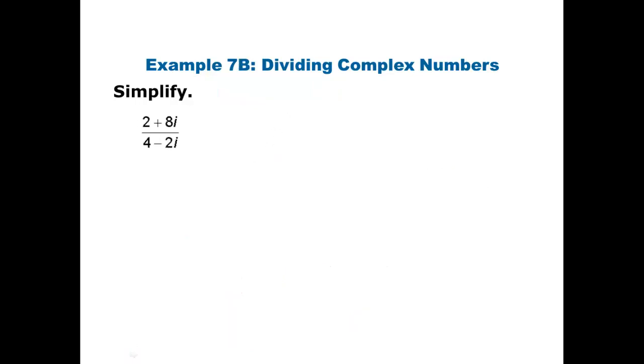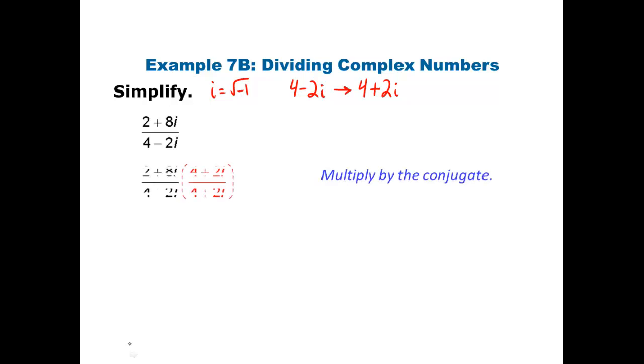Plus 8i over 4 minus 2i. So same idea where we have i in the denominator. Since i is the square root of -1, we can't have that in the denominator. So we're going to look at the denominator and multiply by the conjugate. The conjugate would be 4 plus 2i. So we're going to take our original expression, multiply by the conjugate. Okay, again, remember, top and bottom have to be the same. We're really multiplying by 1, so we're not changing the value of our expression.